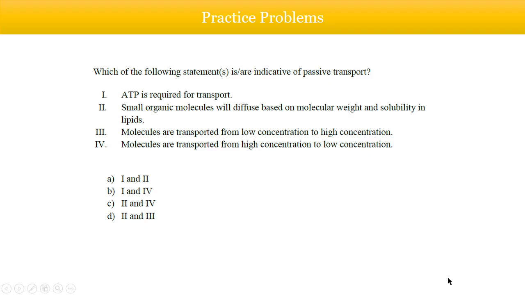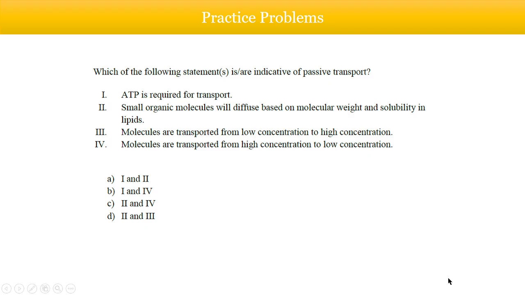So what is basically passive transport? Passive transport, like I said, is a membrane transport that does not require ATP to move. Instead it relies on the concentration gradient of the molecules. So the first option, that ATP is required for transport, is incorrect, because ATP is required for active transport, not for passive transport.